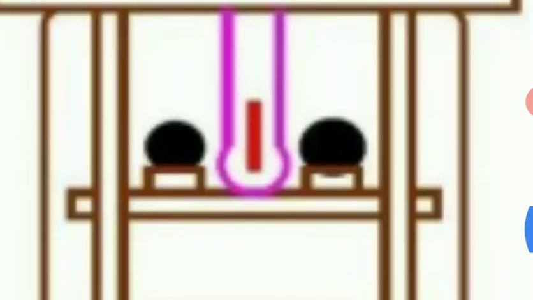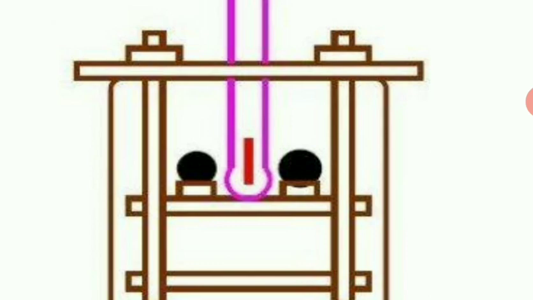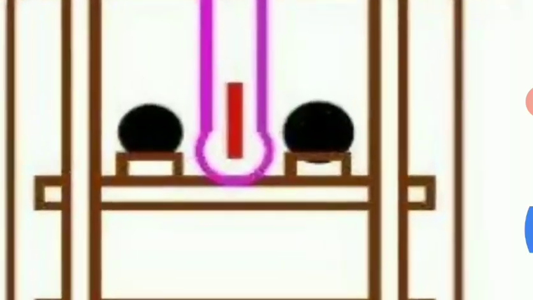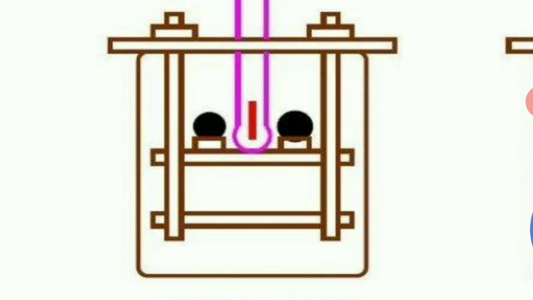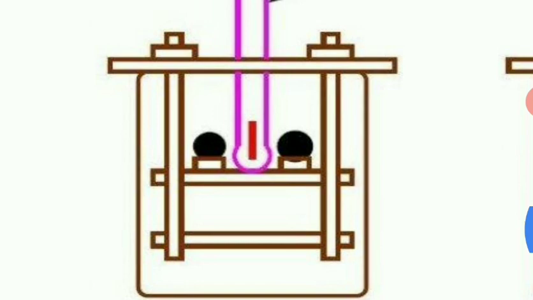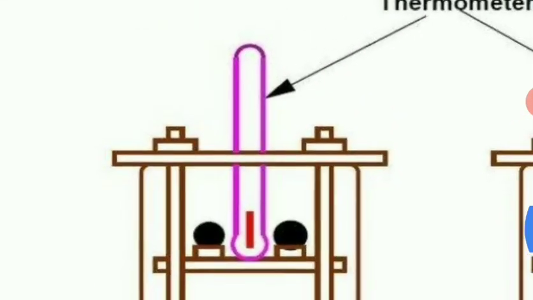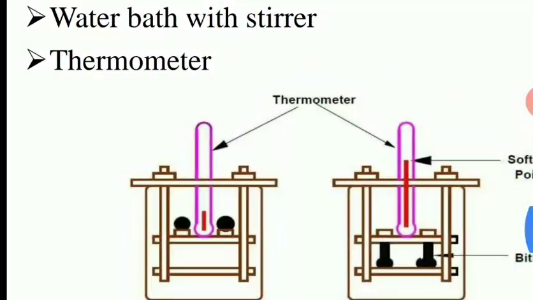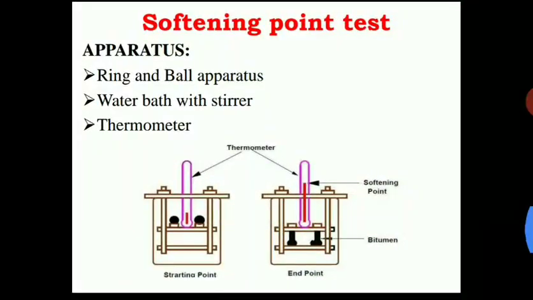So in this diagram we see two balls with two rings. These particular balls are placed on the rings. These black colored balls are made up of bitumen. This entire ring and ball apparatus we are keeping in a beaker which contains water, and this pink color you can consider as the thermometer, so that we can measure the temperature here.